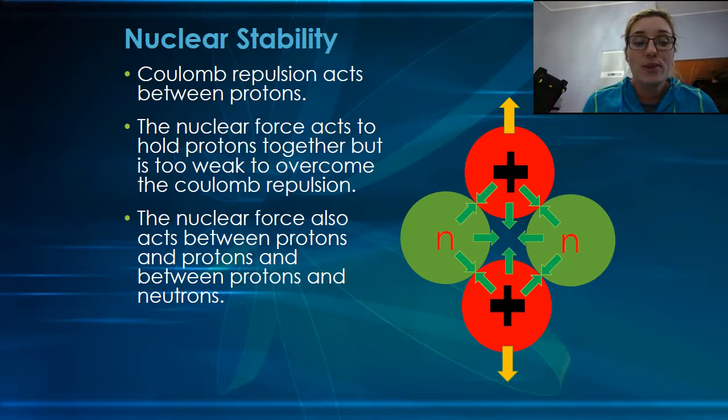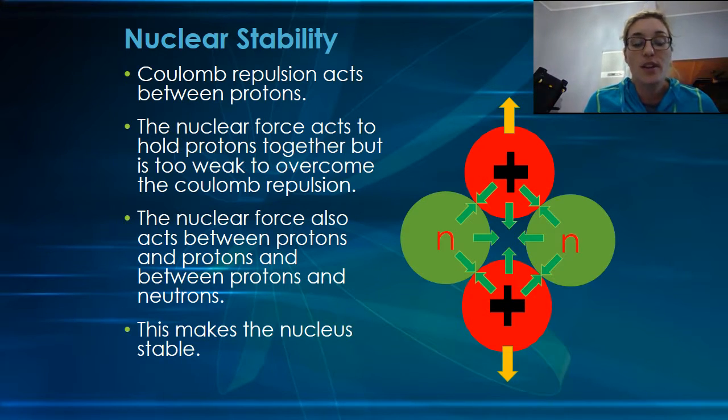The good thing about the nuclear force, though, is it doesn't discriminate who it actually attracts. So the nuclear force also acts between the protons and the neutrons, and between the protons and the protons. So you can see all of the green arrows that have been added there. So this is actually what makes our nucleus stable.